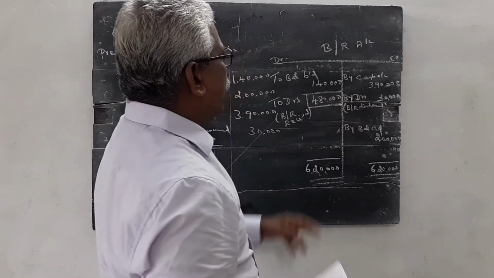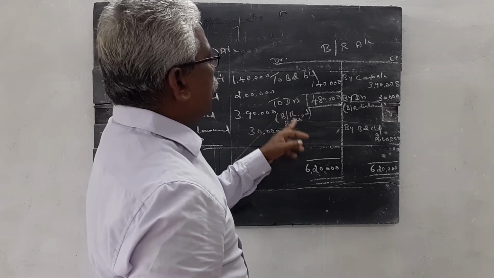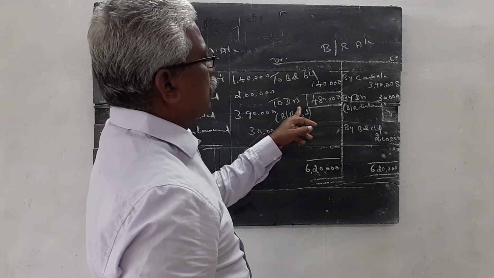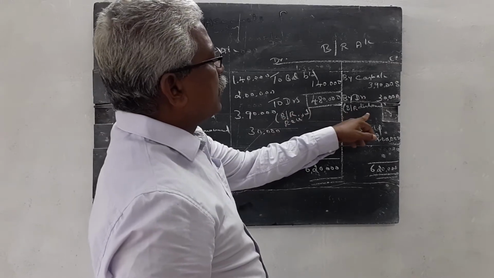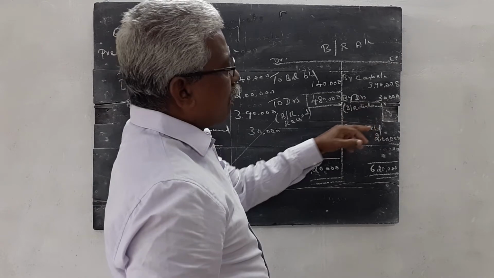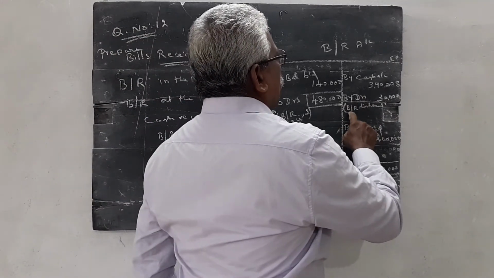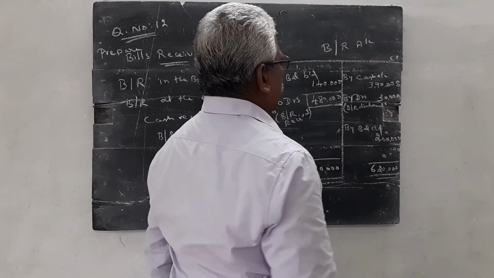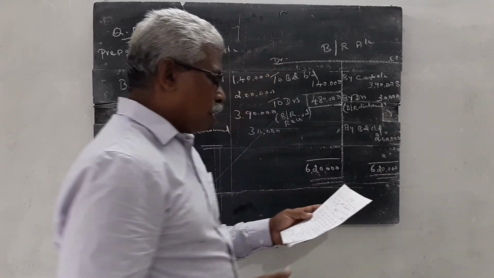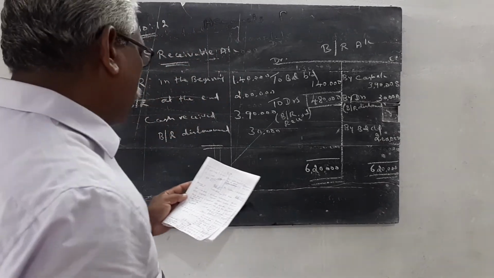4,80,000. But we never use the word bills receivable received. This is the answer. But here we write to sundry debtors. This bills receivable dishonored is also entered by sundry debtors. For our identification, within bracket we have to write bills receivable dishonored. So anyway, 3 questions are completed. Then do the next question, question number 13.